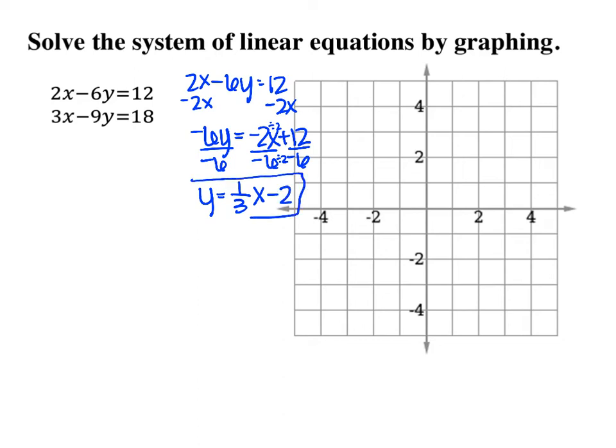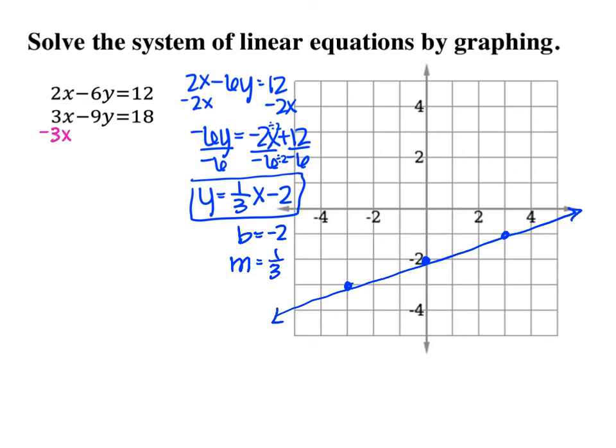So I want to graph this for my first line. To graph that, I know b is negative 2, and my slope is 1/3. So if I put my first point at negative 2 on the y-axis, and I go up 1 over 3, up 1 over 3 doesn't fit again, so down 1 and back 3. That's as many points as I can fit on that one, and connect that line. And then I go to graph my second line.